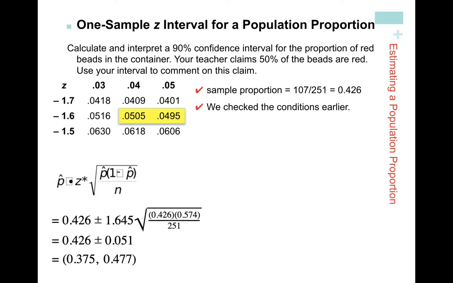So p hat was 0.426. Q hat is just the complement, or 1 minus that. And then n is obviously your sample size.